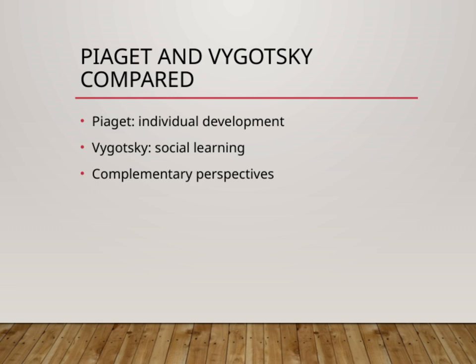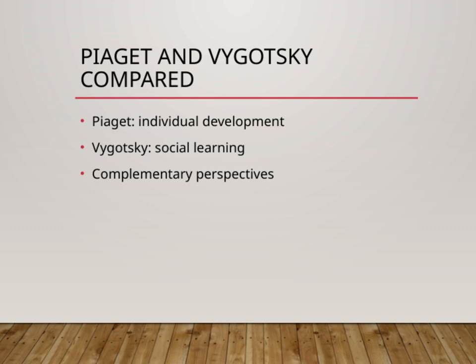He believed that learning is fundamentally a social process, and that children develop through guided participation and collaboration with more knowledgeable others. Now, when we compare these perspectives, we see that Piaget offers a more self-driven view of development, while Vygotsky stresses the importance of social environment and shared learning. Both perspectives are valuable and, in many ways, complementary.